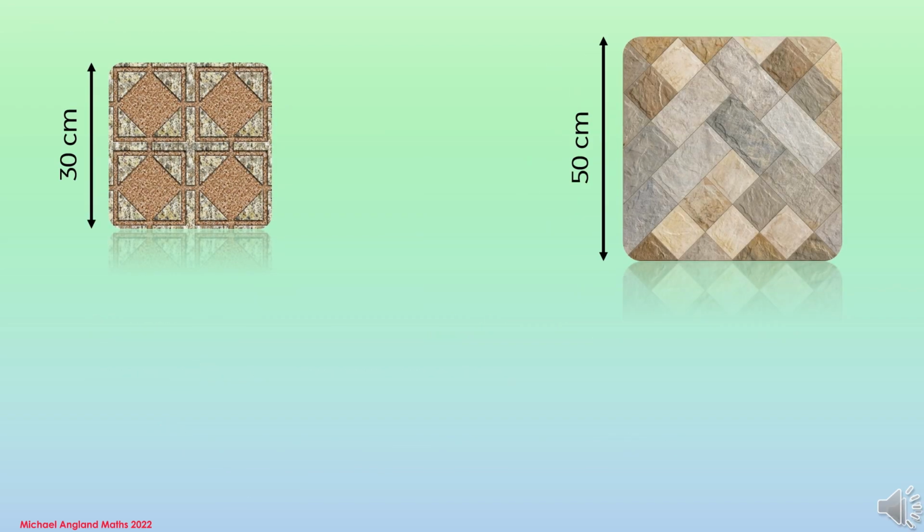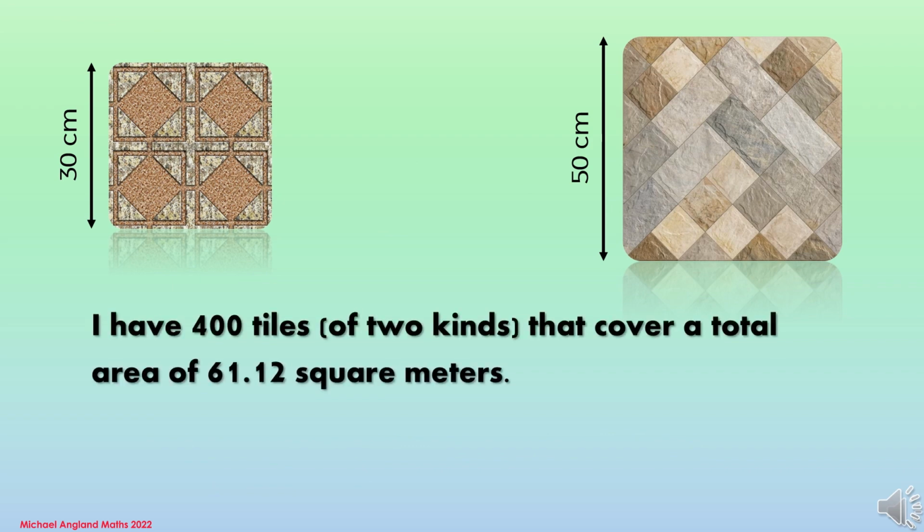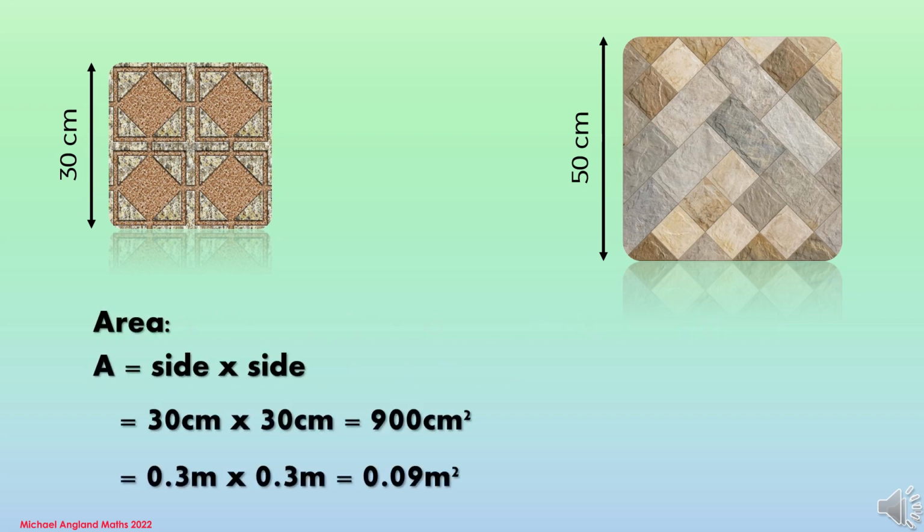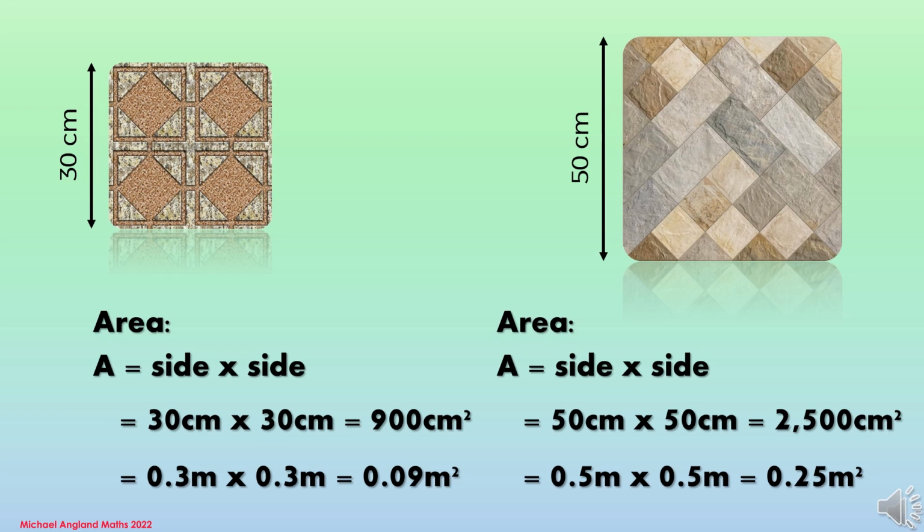So let's think about area. First of all, the statement says I have 400 tiles of two kinds that cover a total area of 61.12 square meters. So what is area when we're dealing with squares? Well, that's side times side. So for the left-hand tile, 30 centimeters times 30 centimeters, 900 square centimeters. Or in meters, since the question is in meters, 0.3 meters times 0.3 meters, 0.09 square meters. And for the right-hand tile, 50 centimeters times 50 centimeters, 2,500 square centimeters, or 0.5 meters times 0.5 meters, 0.25 square meters. And we'll utilize that now in our table on the next slide.